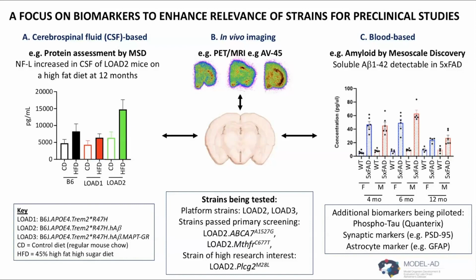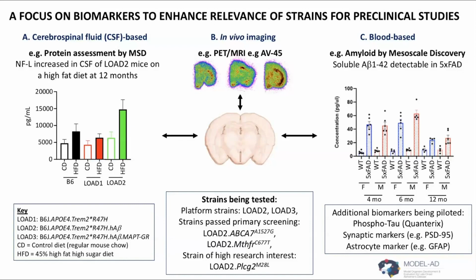In terms of blood-based biomarkers, I've mentioned this previously, but we're also doing amyloid, and we can detect amyloid in the blood in the 5XFAD. It's an aggressive early-onset model, and you can see it as early as 4 months here. Additional biomarkers that we're working on include phospho-tau. We're also looking at synaptic markers, because if anybody attended AAIC, there was a lot of interest in seeing synaptic markers, in particular in the CSF. So we can track synaptic markers, for instance PSD95, which is a post-synaptic marker, as well as astrocyte markers such as GFAP.